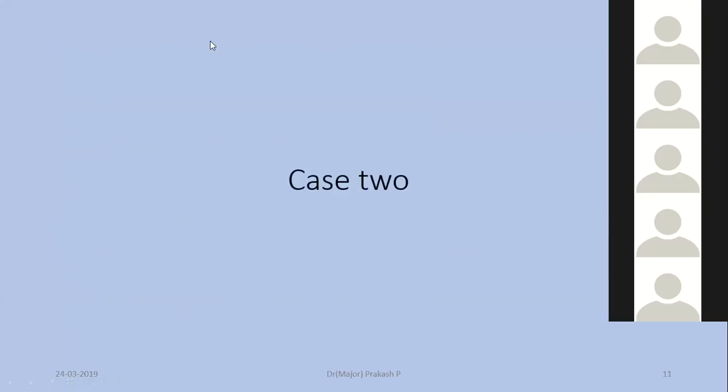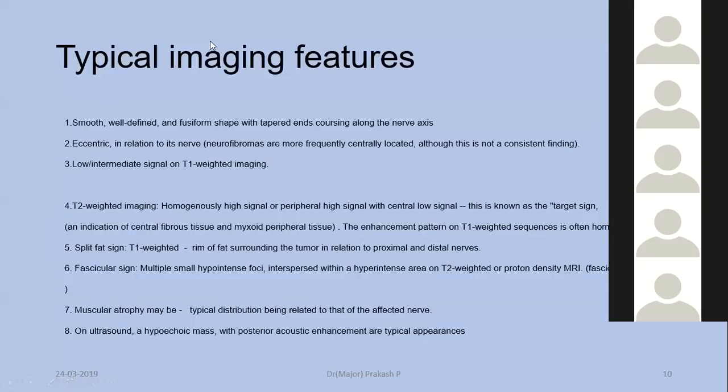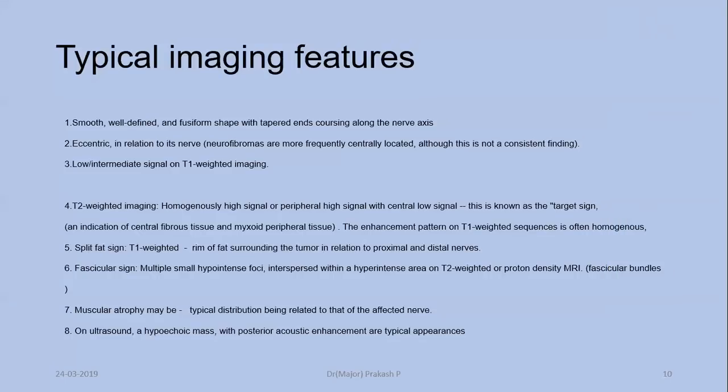As I said, what are the typical imaging features? Smooth, well-defined, fusiform with tapering ends coursing along the nerve axis. That's the hypoechoic lesion which you saw on the proximal end of the ultrasound. It can be eccentric, but if it's a neurofibroma, it can be centrally located also. It can be low or intermediate signal on T1, and high signal on T2 weighted images. In some typical cases, we see the typical target sign, which means a central low signal intensity on T2 weighted images. There are multiple other signs, which are just for theoretical purpose. In case you see them, it's fine, but in case you don't see them, it doesn't exclude the lesion as such.